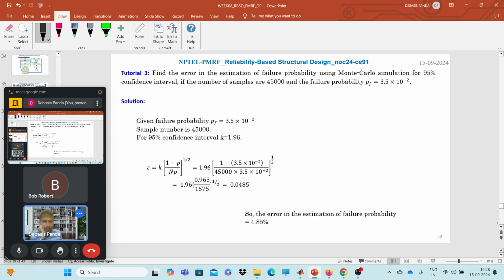So it's very simple, we can solve it. We have a similar kind of question here, where the error needs to be calculated. Find the error in the estimation of failure probability using Monte Carlo simulation for a 95% confidence interval, if the number of samples and the failure probability are given. So all the things are given, straightforward. Just check the calculations with the values, the calculation might be wrong. Check with it and tell me if you are getting the same results or not. If you cross check it, you don't need to cross check it further. You just put in your assignment like this will be the answer.